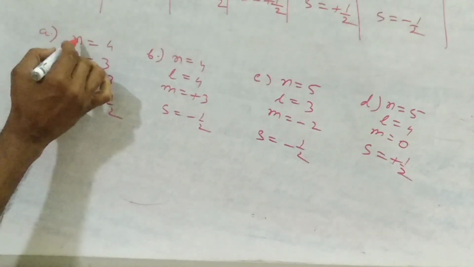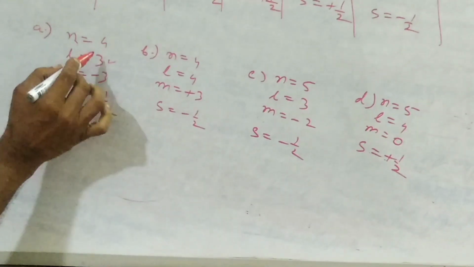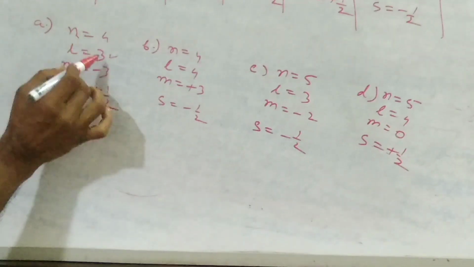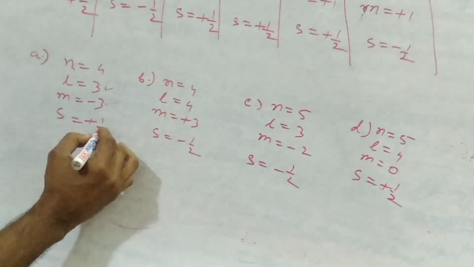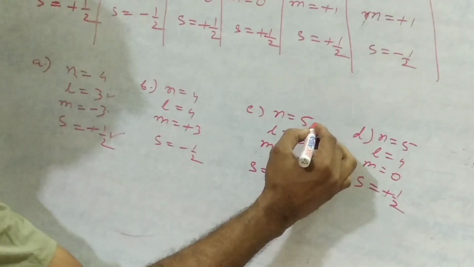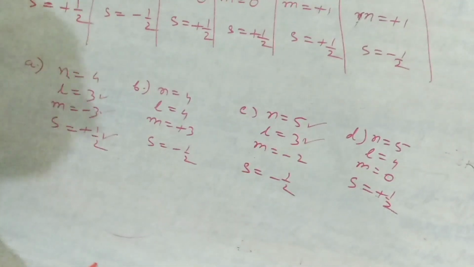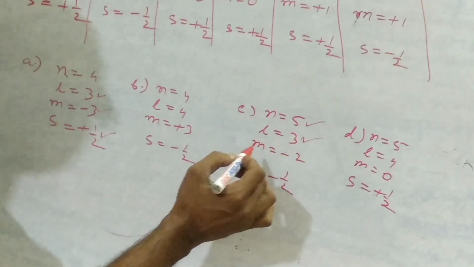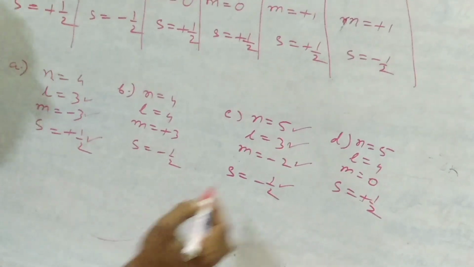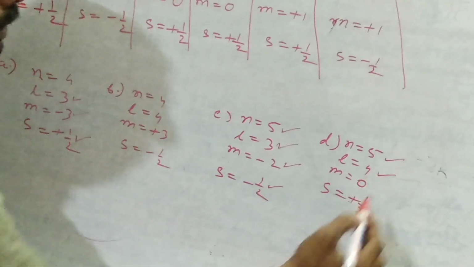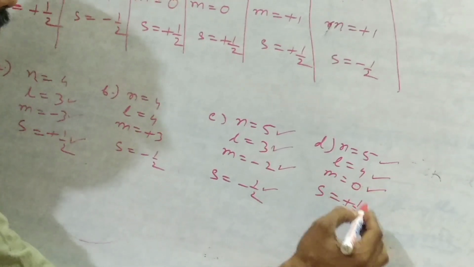You see the first one. If the value of principal quantum number is 4, then l can have value 3 because it is the maximum value, n minus 1. And for a particular value of l, m can have values minus l to plus l. Here it is minus 3. Okay, it is also correct. And s can be plus half or minus half, any one. For n equals 5, we find that l has a value of 0 to n minus 1. So 3 is a permissible value. And for l equals 3, m can have values from minus 3 to plus 3. So minus 2 is also possible and minus half is also possible. Here for n equals 5, you see l can be 4, n minus 1, and for l equals 4, the values of m are minus 4 to plus 4, so 0 is possible, and plus half is also possible for s.